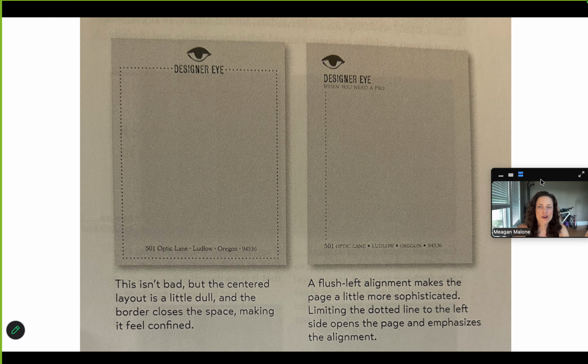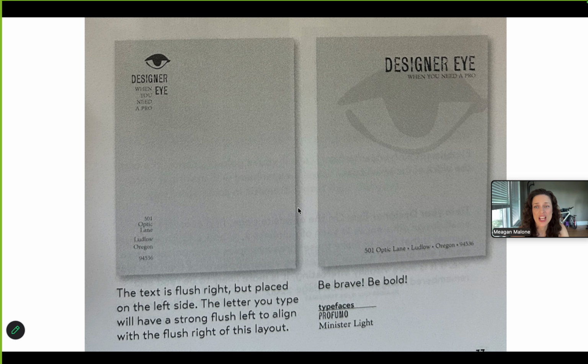Here are some other options. She says that, here again is the center, and they're actually using a dotted line to draw those lines around for us so that we actually see the design. Flush left, she suggests, is just a little bit stronger and more interesting.